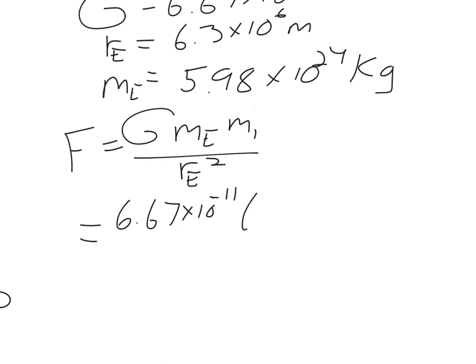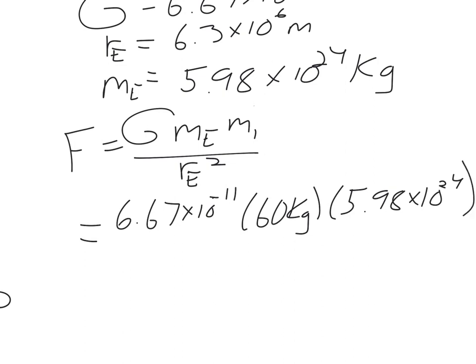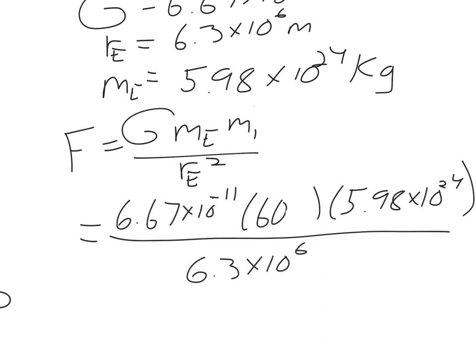Kilograms, you, or the person, are 60 kilograms, and the Earth is 5.98 by 10 to the 24th. I told you I wasn't going to do units, and I went ahead and did them. What a hypocrite I am. All right. Clean that up. On the bottom, we have the radius of the Earth, which is 6.3 times 10 to the 6th, and I am going to have to square that.